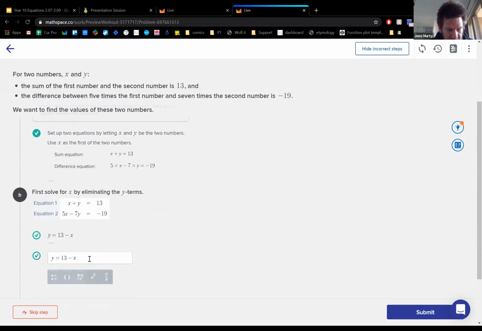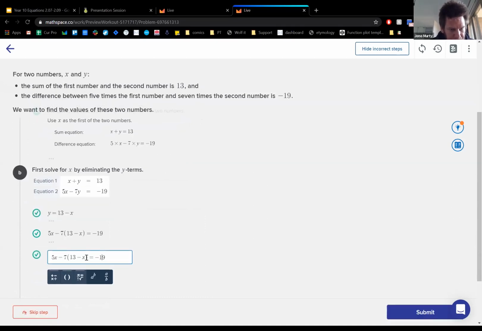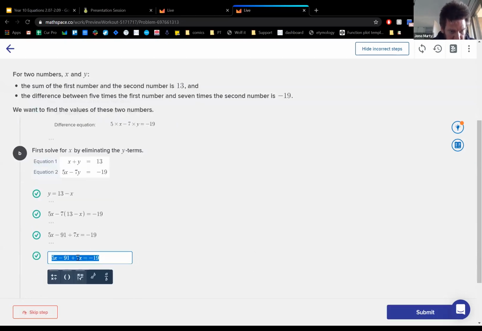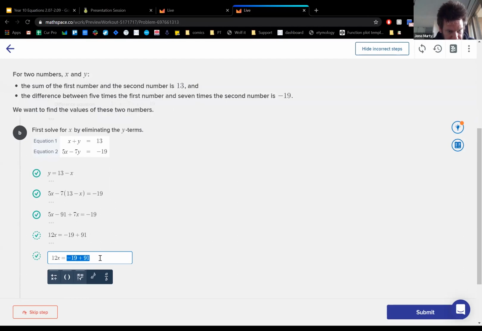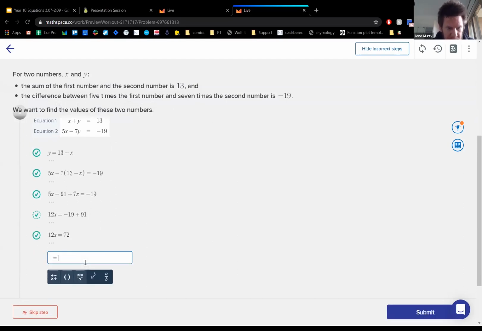I can substitute into this equation. That equals minus 19. 7 times 13, 70, 91. Plus 7x, we've got the two minuses there, so it becomes a positive. 12x equals minus 19. Let's add the 91 at the same time. It gives us 72. X equal to 6.